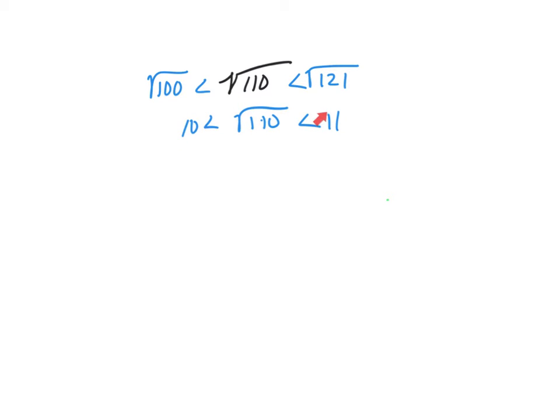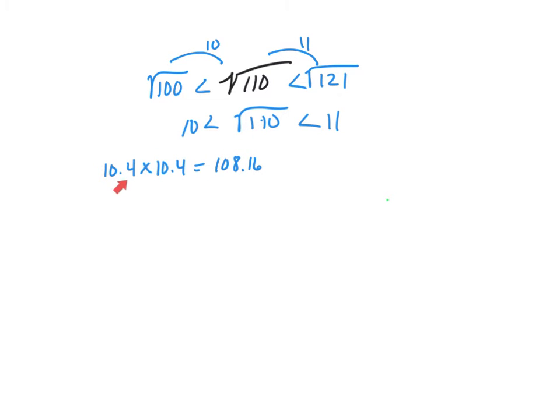So where am I going to start my estimate? Well, the difference between 100 and 110 is 10, and between 110 and 121 is 11. So they're fairly close to each other. So I'm going to actually start with 10.4, and I'm going to square 10.4. 10.4 times 10.4 is 108.16. I'm not at 110 yet. There's quite a bit of difference.